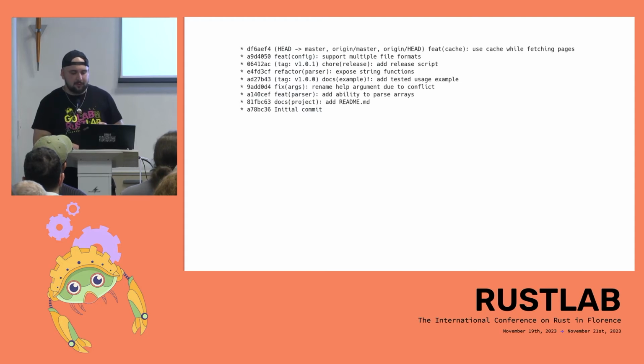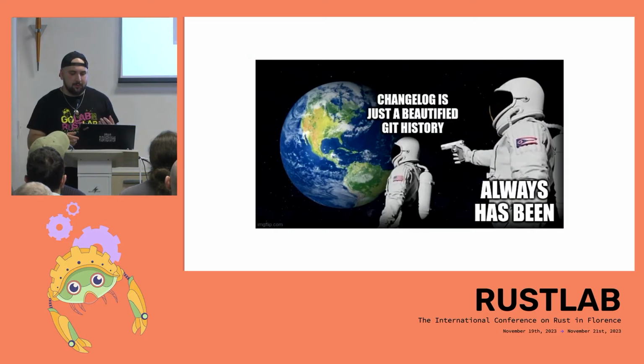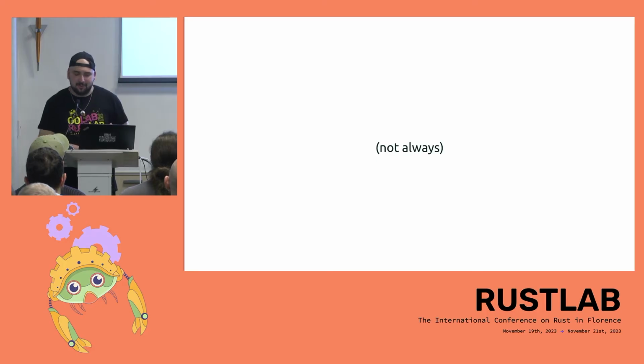So what we want to do is take this and turn it into this format. This is Markdown. It's a much more readable format. As you can see, what we're doing is basically taking each commit, processing them, and turning them into this beautiful Markdown. So a changelog is just a beautified Git history. Well, not always, but this is what we're aiming to do today.